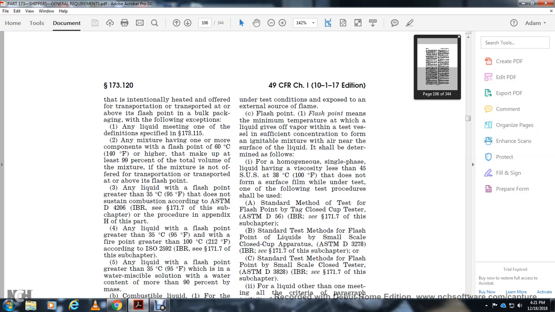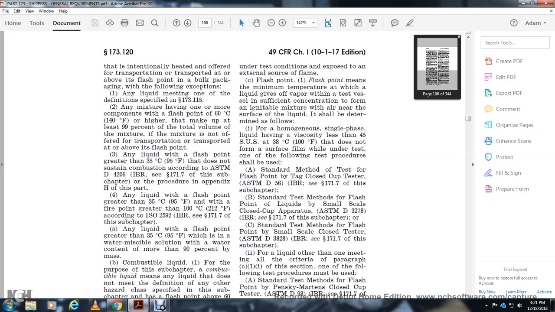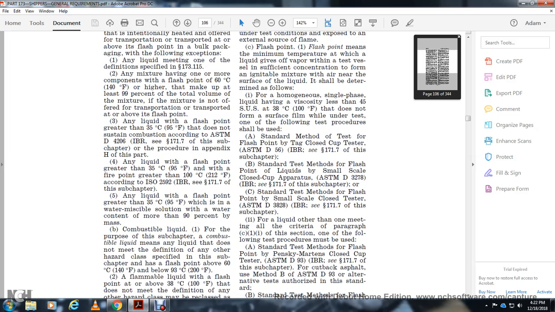Either the standard test method for flash point by the Tag closed cup tester, or the standard test method for flash point by a small scale closed cup apparatus, or the standard test method for flash point by a small scale tester, for liquids meeting the criteria in paragraph C11 of this section. The test procedure must be the standard test method for flash point by the Pensky-Martens closed cup tester.